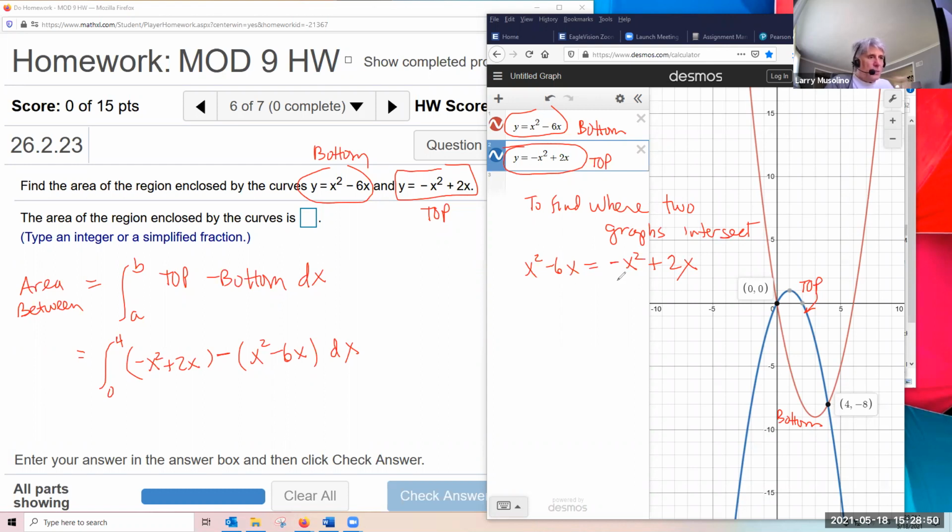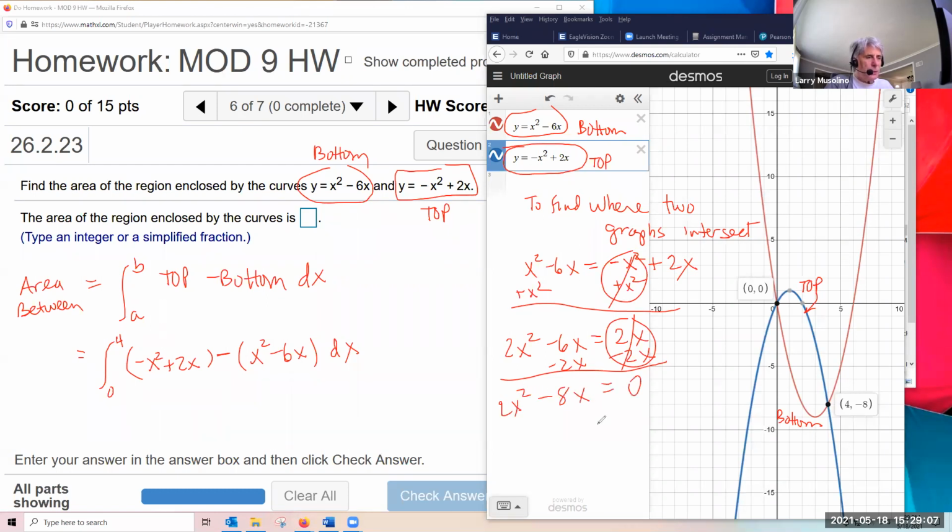All right, well, let me do this. I'll add x squared to both sides here. That means 2x squared minus 6x equals 2x. I'm going to subtract 2x from both sides now. That's going to get me 2x squared minus 8x equals 0. On the left side, I'm going to factor out a 2x.